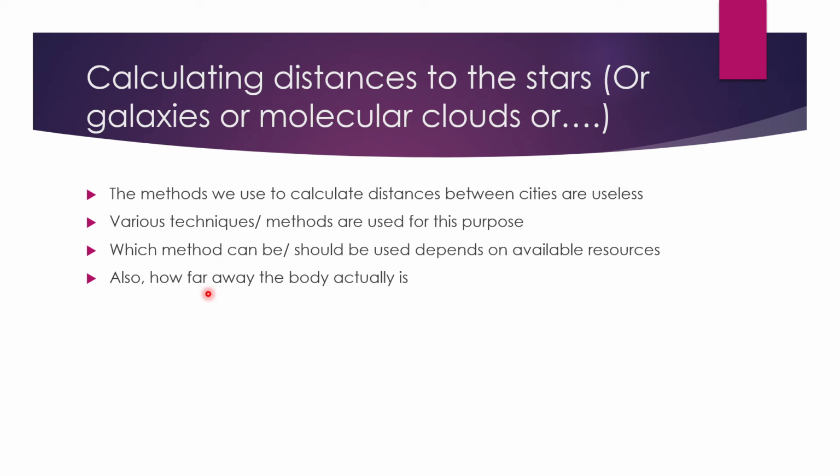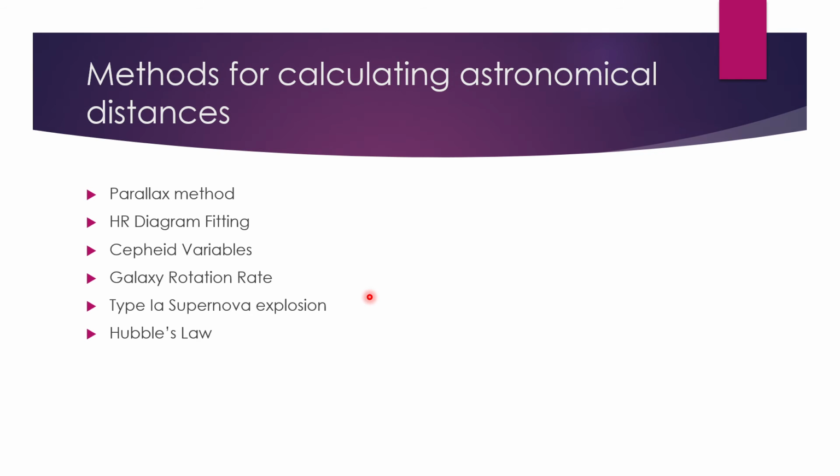Also, another important factor here is how far away the body actually is. There are some methods which can be used to calculate distances to nearer objects, but if it's a far away object, then that method is useless. So we also have to decide based on that which method can be used. Here I have noted down the methods which are currently in use to calculate the astronomical distances.